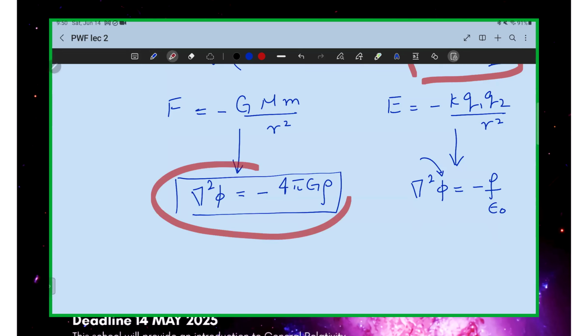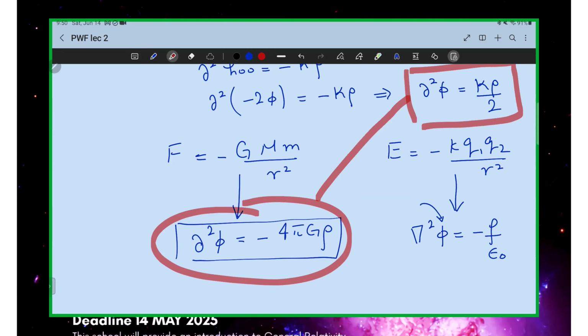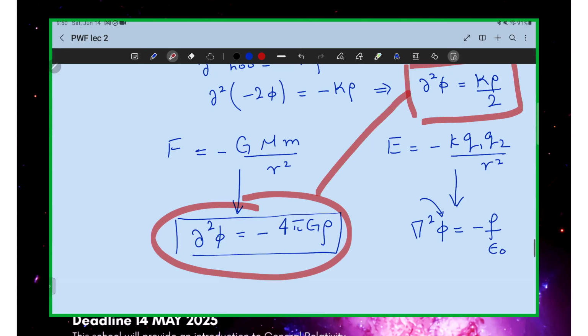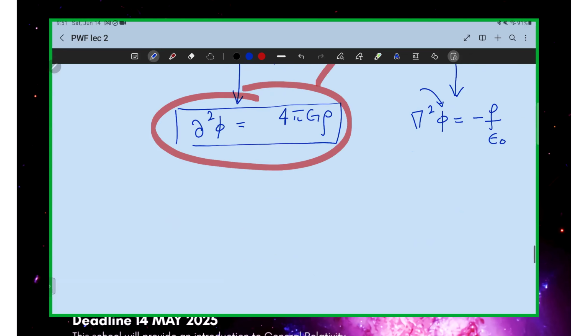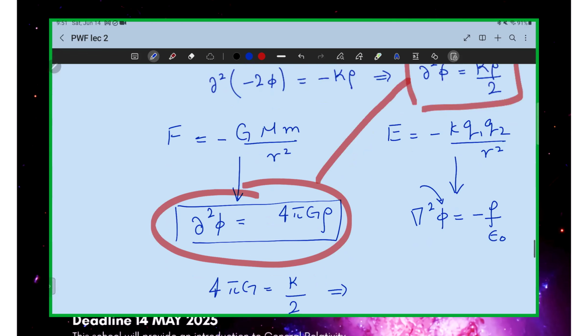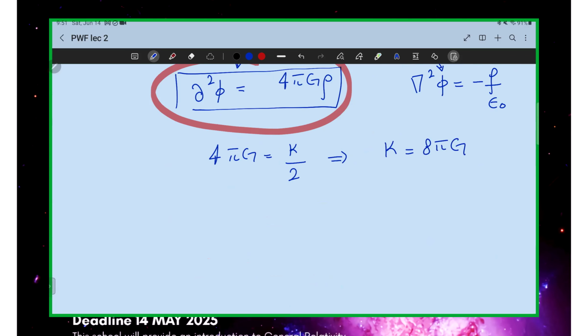Well, this nabla square in this expression I have written as partial square, but that's the same thing. So if you compare this formula with this formula, what do you get? Sorry, I think this negative sign should not come here. So if you compare these two expressions, you get that 4 pi G should be equal to kappa over 2, right? That's the only way these two equations agree, which means that kappa equals 8 pi G. And now we have derived what kappa is.